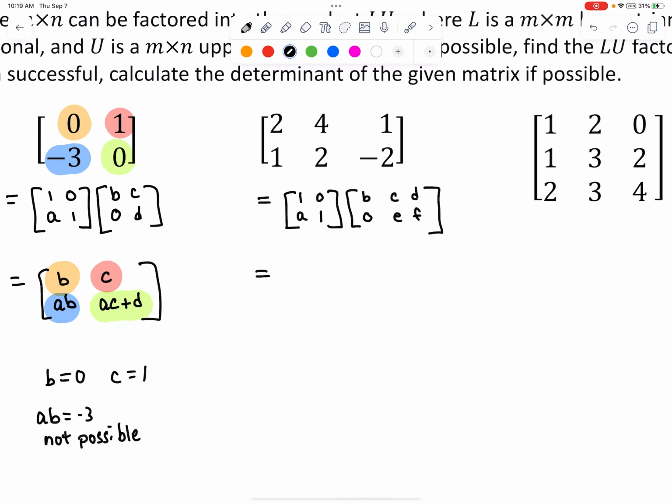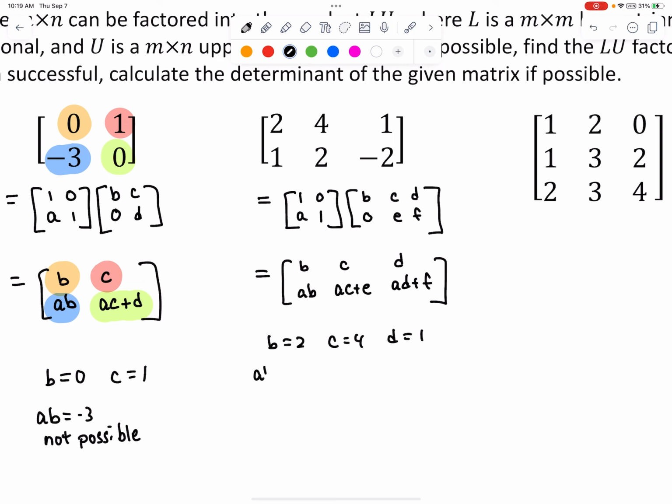I'll go ahead and do the matrix multiplication. I will do this quickly again. We're going to have B plus 0, B, then we have AB, so there's our first column. Second column would be C plus 0, so just C, and then AC plus E. And then the third column would be D plus 0, so just D, and then AD plus F. There we go. Now equating the entries, just to do the first row, that's the easy one. So B has to be 2, C has to be 4, and D has to be 1.